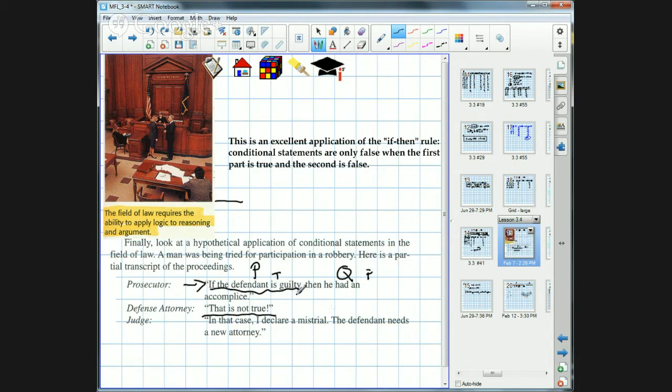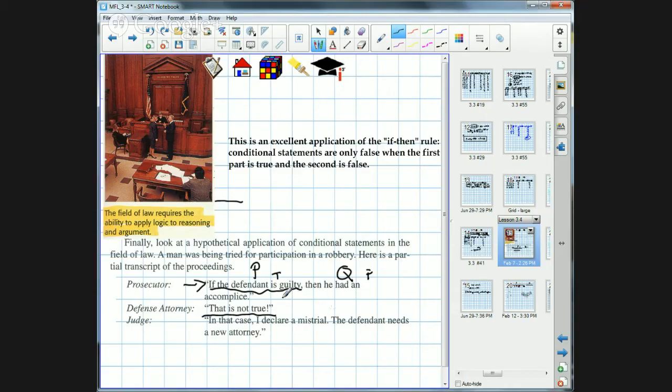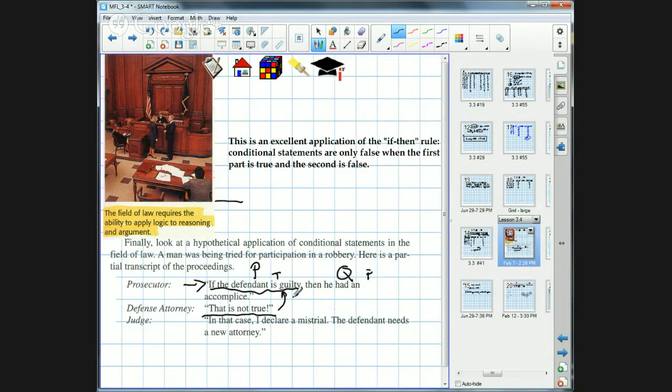And what does the first part say? Well, the prosecutor is admitting he's... No, the defense attorney is the one that said it's not true. So he's admitting that the guy he's defending is guilty. Do you see that? If the defendant is guilty... I don't know why I'm not getting it. I don't get that.